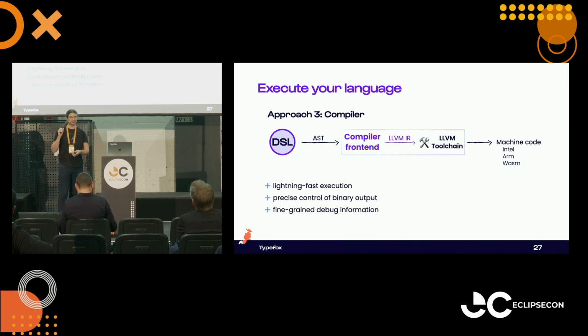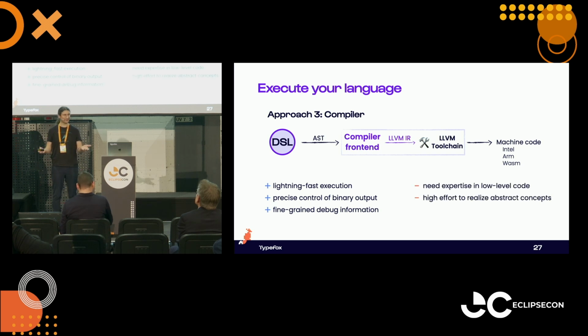This approach gives you lightning fast execution. So this is really for optimizing the execution speed to the maximum possible. You also get very precise control of the binary output that you have at the end, and also fine-grained information for debugging. You can really have the mapping from the source to the binary instructions already interwoven into your intermediate representation, and by that have a top-class debugging experience for the users.